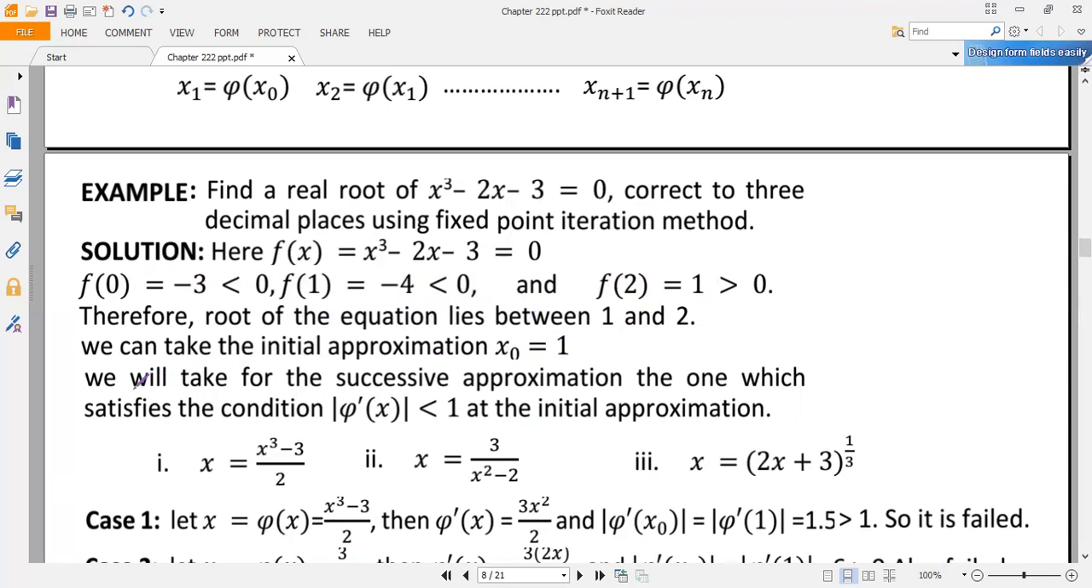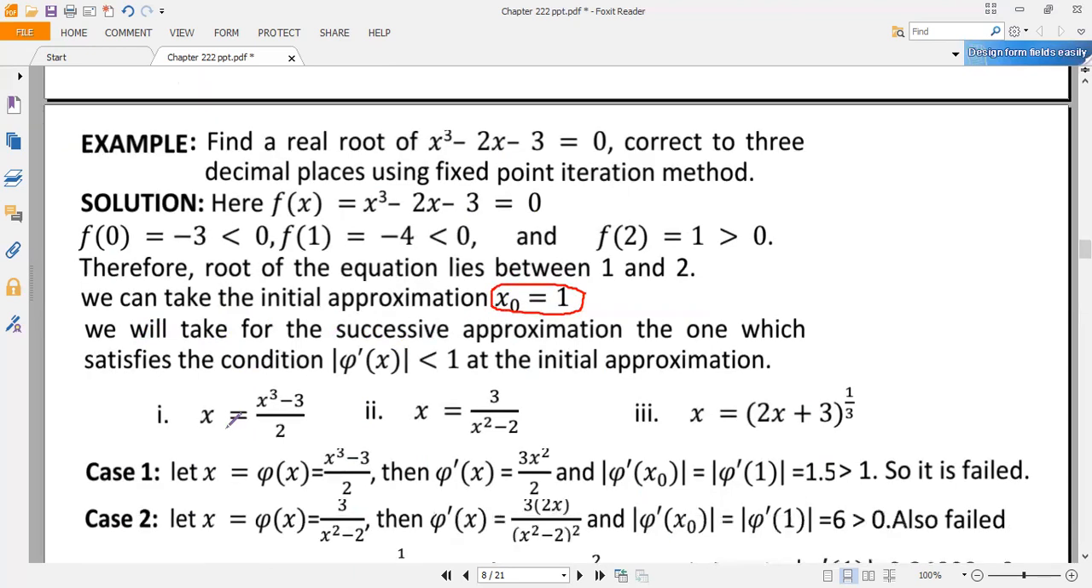So to find successive approximations, we need an iterative function in addition to the initial approximation. So how can we write x³ - 2x - 3 = 0 in the form x = φ(x)? x = (x³ - 3)/2 is one way. x = 3/(x² - 2) is another way. x = the cube root of (2x + 3) is another one.